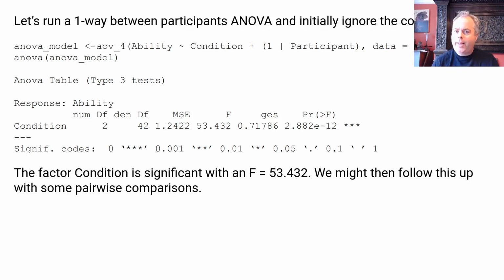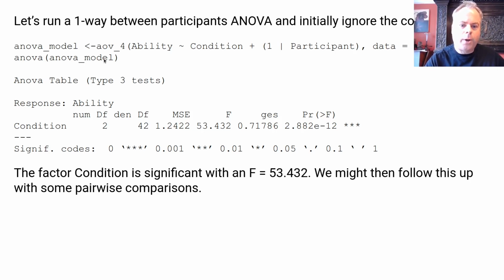So first of all, let's ignore the covariate and see what we've got. So we're going to build an analysis of variance model using the AOV4 function, ignoring the covariate. So this is a basic between participants design effectively that we're going to first model. So we're going to say that ability, which is our dependent variable, is predicted by condition, which is our independent variable, plus we've got this random effect of participant.